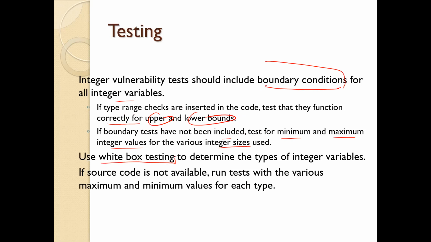Notice here it says use white box testing. We will define this in a few minutes, and that's just part of the box model of testing. So you will use that technique, which is really simple, to determine the types of integer variables that you need to worry about. And then, of course, if the source code is not used, then you run the test on the various maximum and minimum values on the various inputs, basically. That's what that's saying, and that's called black box testing. We'll talk about both of those in a sec.